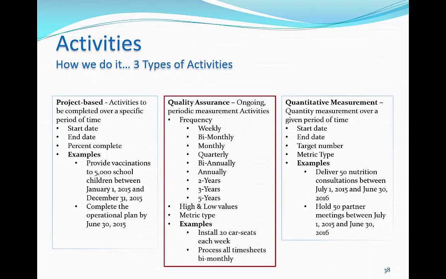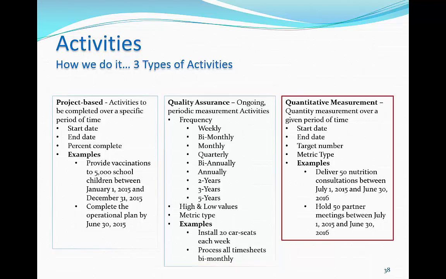QA activities are unique in that the traffic light is automatically set based on the established high and low values. The metric type in this case would be car seats installed.